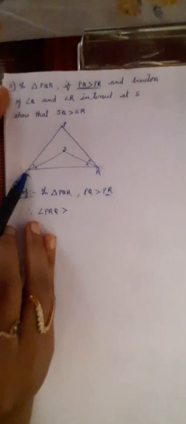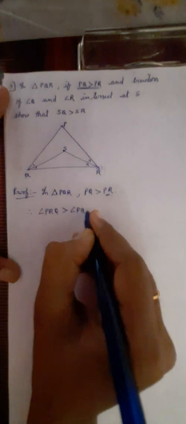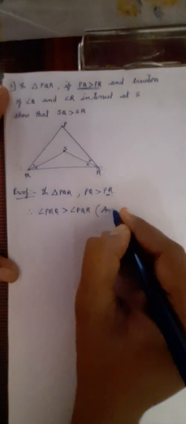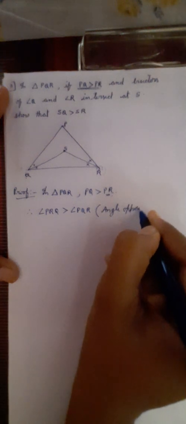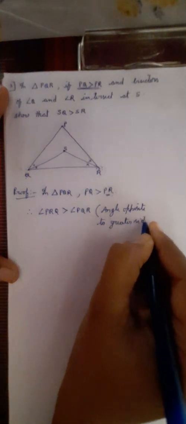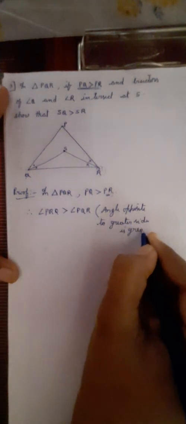So what to write here? Therefore, if PQ is greater, angle R is also greater. So angle PRQ is greater than angle PQR. PR is the side and the opposite angle is Q. So angle PQR. Reason: angle opposite to greater side is greater. Okay, so these two angles are greater.